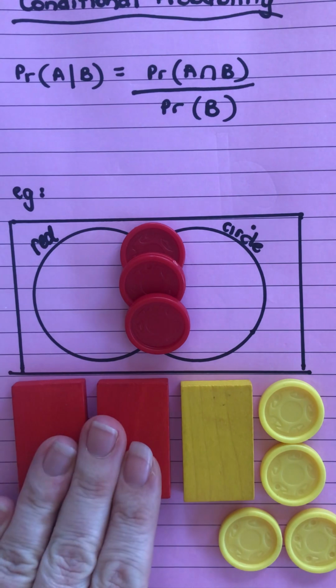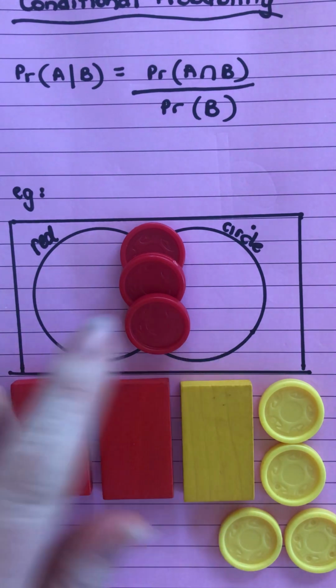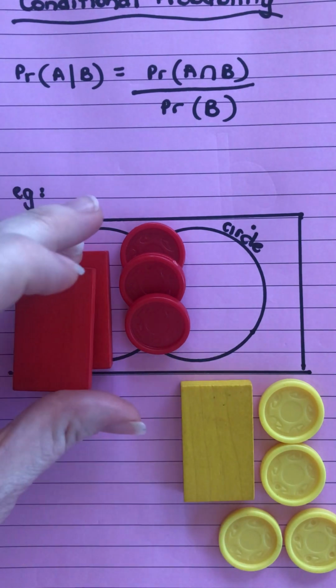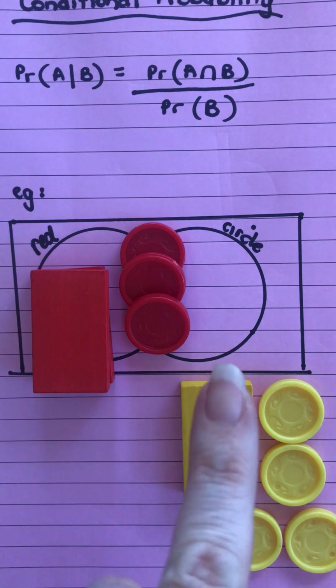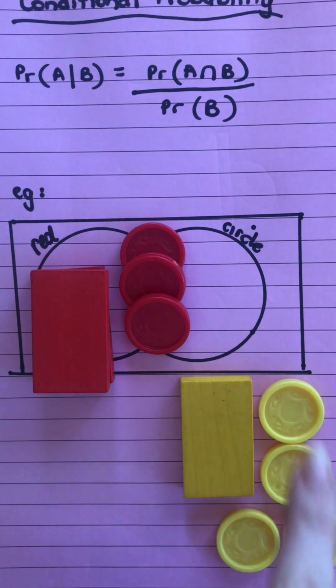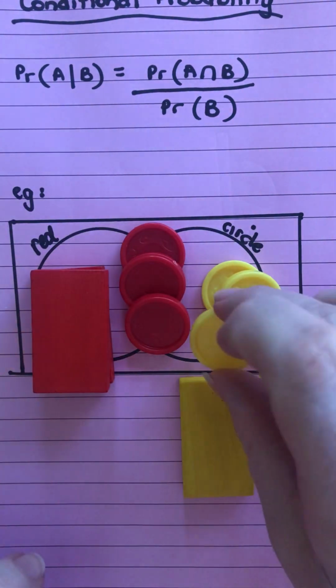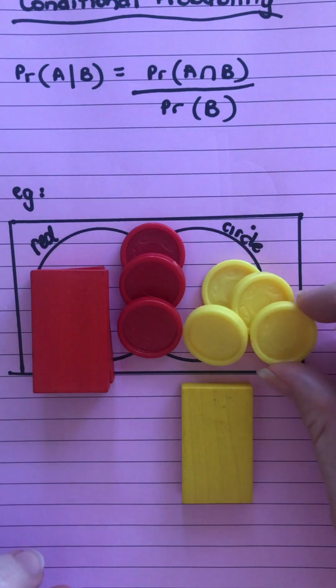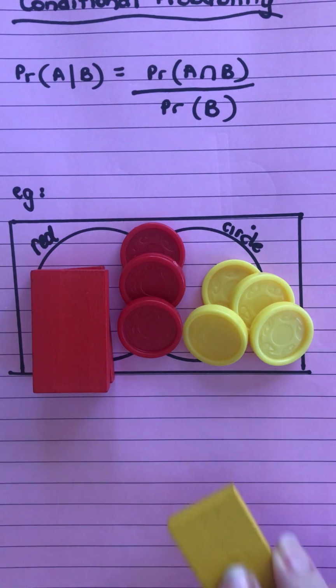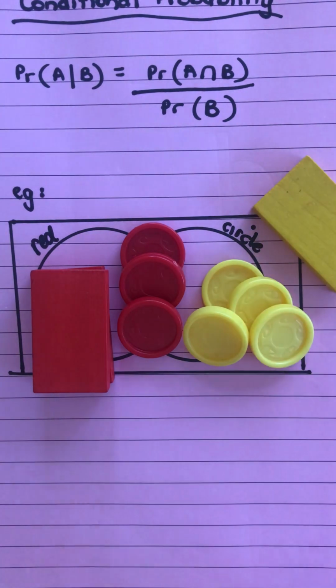Then I've got these blocks that are red, but they're not circles. So they can't go in the overlap. So they're just going to go in the red section. Then I've got these ones that are circles, but they're not red. So they just get to go in the circle section there. And then I've got this one that's not red and it's not a circle, so it goes outside.